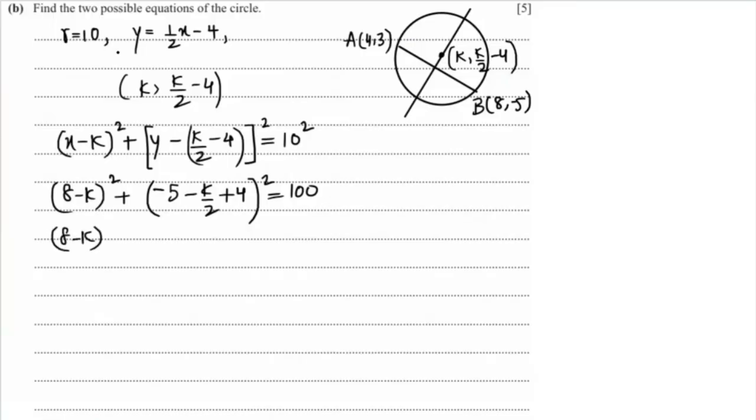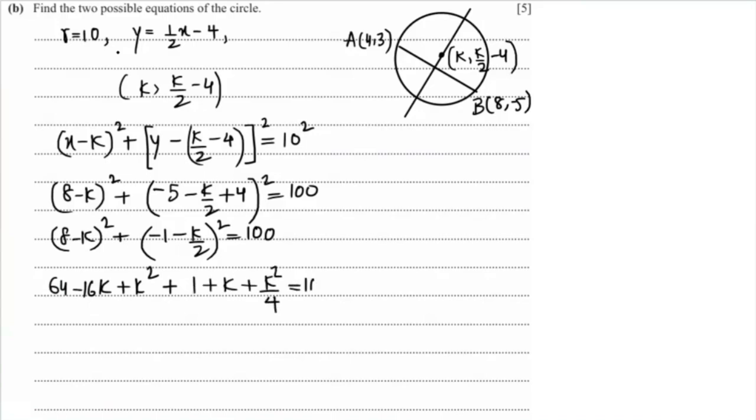(8 minus k) squared plus (negative 1 minus k over 2) squared. Now know your expansions. In algebra, you can expand a double bracket, or if you want to go with the identity, you can solve that. I like to go with the identity: 64 minus 16k plus k squared, and this, you can check it, 1 plus k squared over 4, and that is 100.